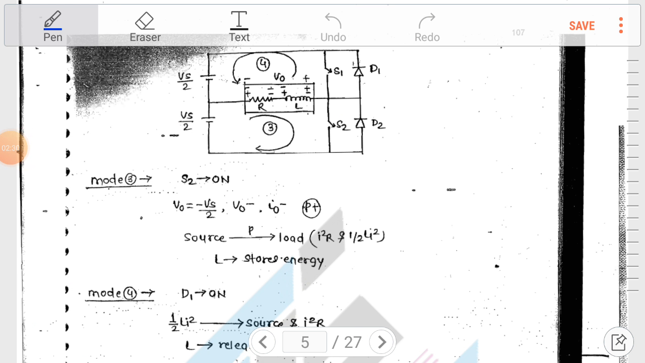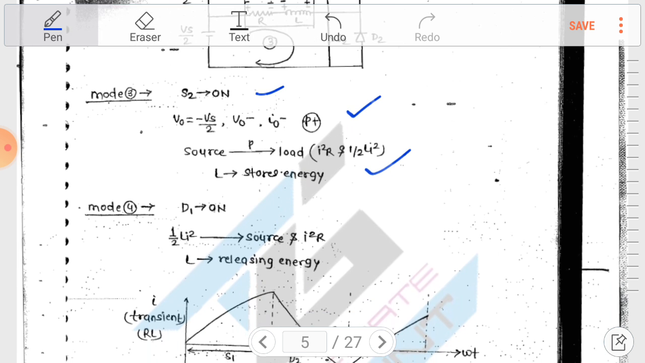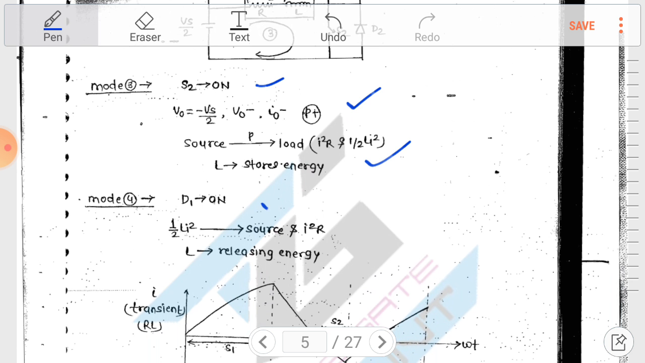In mode 3, the direction of voltage and current polarity is reversed, so the power will become positive and S2 is on, so the power flows from source to load and inductance is storing the energy again. Similarly in mode 4, D1 is on and inductance is releasing the energy.